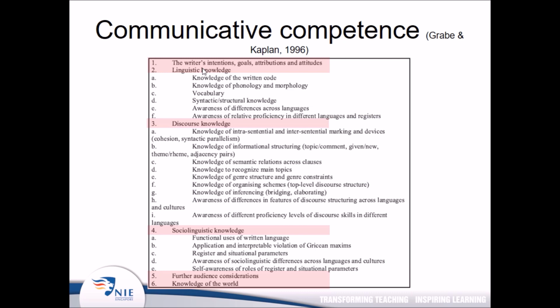So these three competencies, along with the writer's intentions, as well as the further audience considerations and knowledge of the world, together they help the writers to produce a piece of paper. But how they do this is not very much specified and explained in this framework or taxonomy. Actually, it's pretty much like a taxonomy. The difference, as you know, between a taxonomy and a model is that the model spells out the connections between the components, but here we don't see those connections.